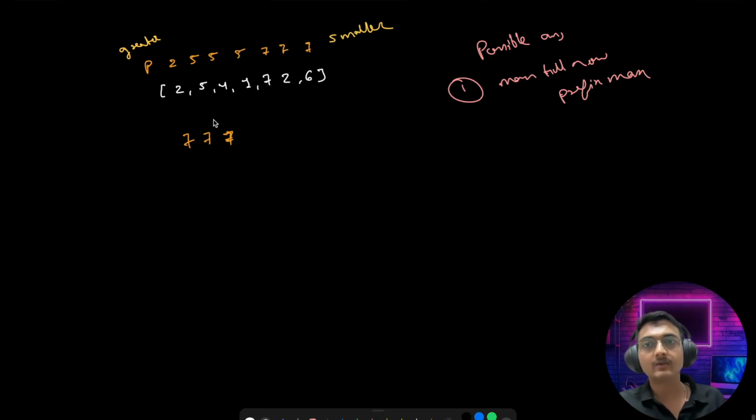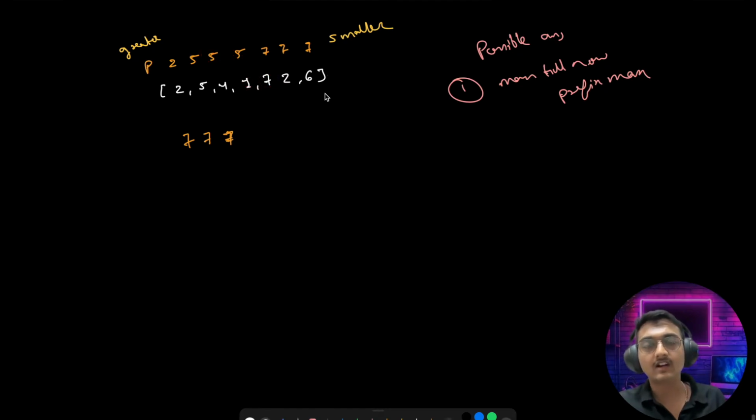What am I doing? I will start from here. 2, 2. Now I will check whether this 5 or this 2 is greater, and I will put the greater. In the next step, I take the last prefix and the current element, and whichever is greater, I put here. Similarly, last prefix and current element, which is greater? 5 is greater. Then last prefix and current element, which is greater? 7 is greater, so I will put it here.